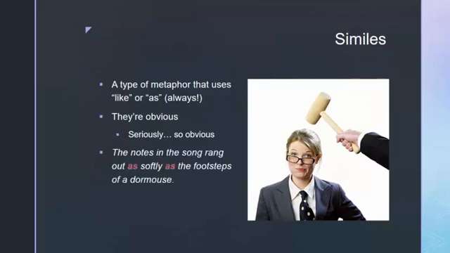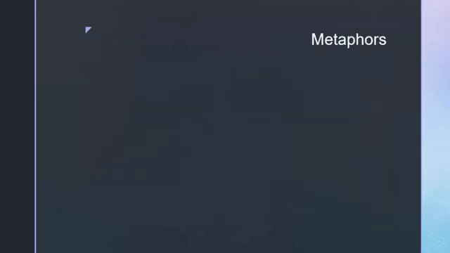The notes in the song rang out as softly as the footsteps of a dormouse. In this example, we're comparing the notes in the song to the footsteps of a dormouse. The word "as" signals where we're breaking in that comparison, so you can see what two things are being compared. Take a look at the next one. He had a smile like an industrial meat grinder. Again, the same thing. The word separates the two things that are being compared. In this case, a smile and an industrial meat grinder.